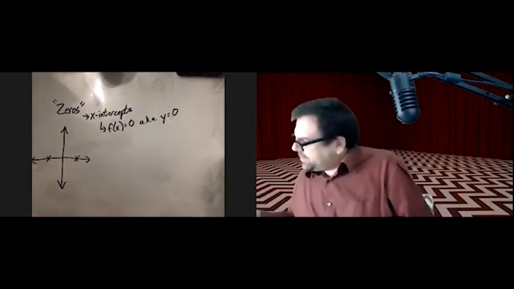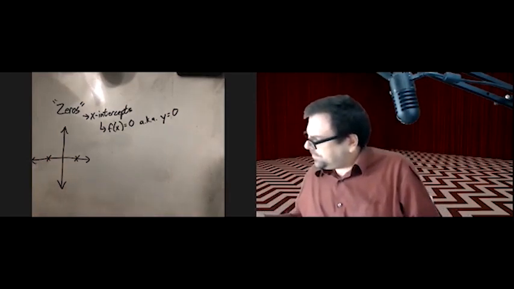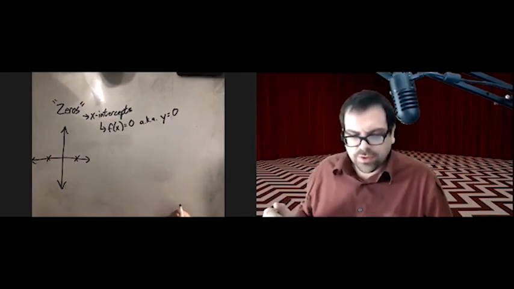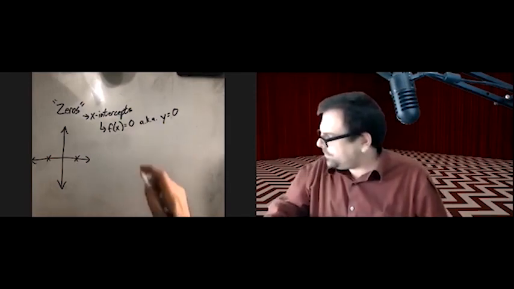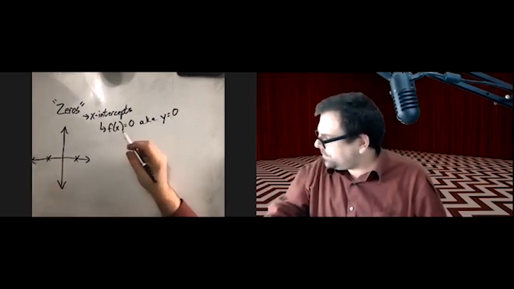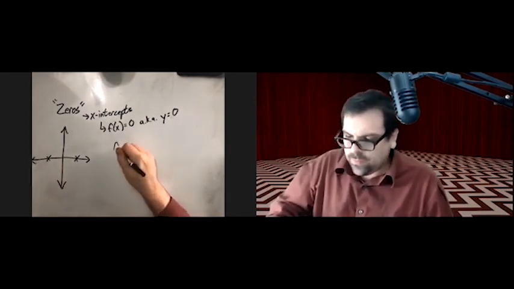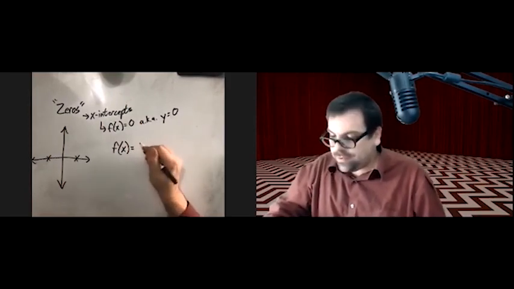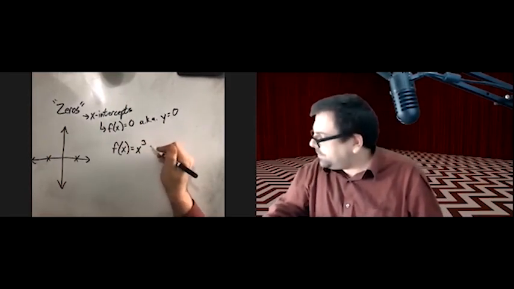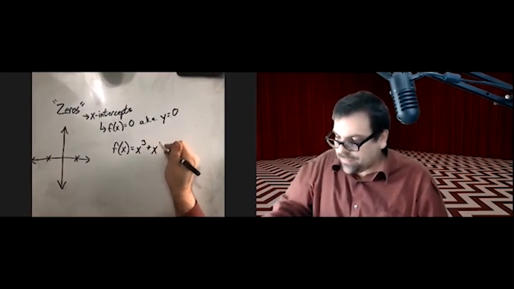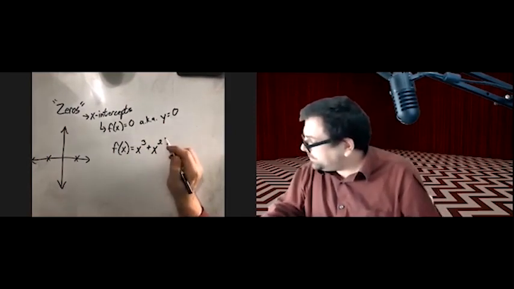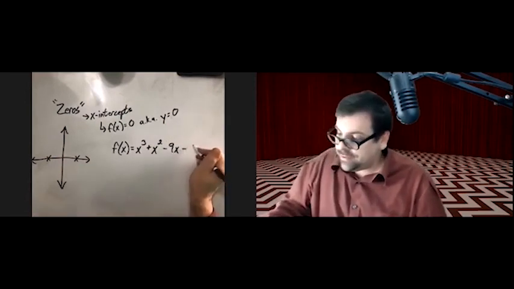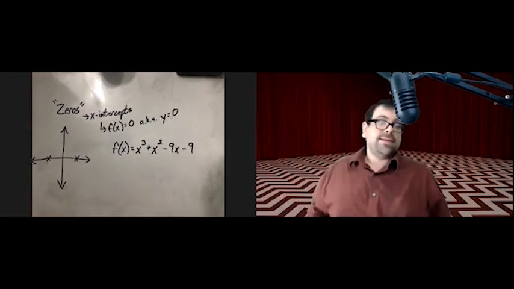So how can we find zeros? Well, let's start with f of x equals x cubed plus x squared minus 9x minus 9.